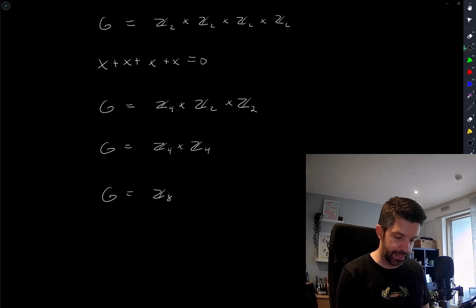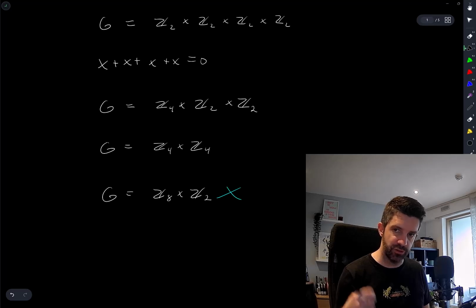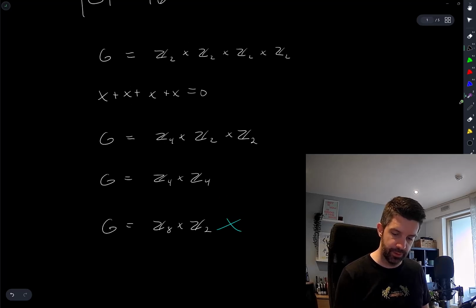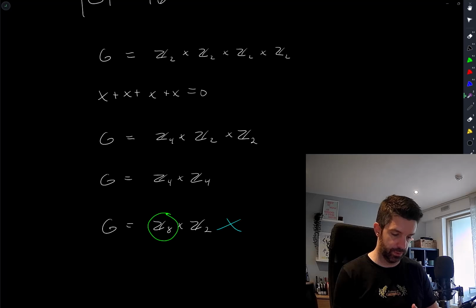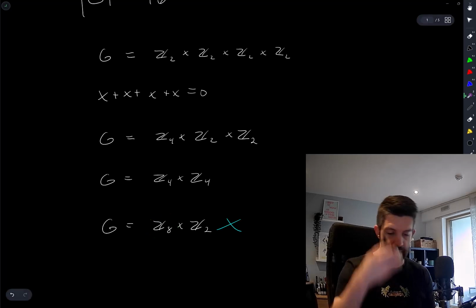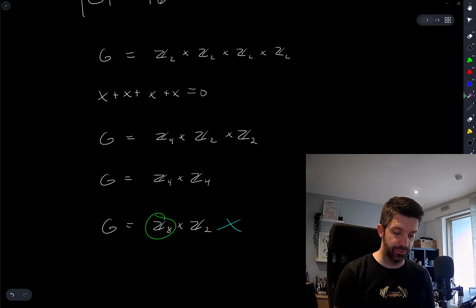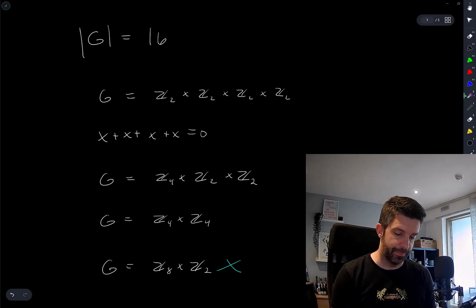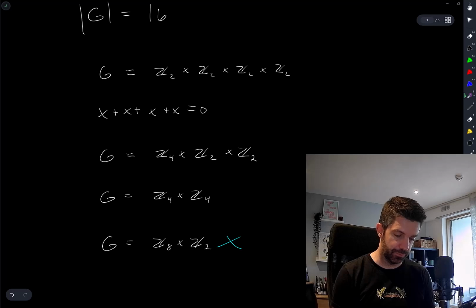Now we can't go any higher. If I had, for example, G equal to Z mod 8 product Z mod 2, this doesn't satisfy the property that x added to itself 4 times is 0, because I could take the identity in here and just take the number 1 in here, add it to itself 4 times. You don't get 0, you get 4. So the answer to this, I'm sure, is going to be 3.